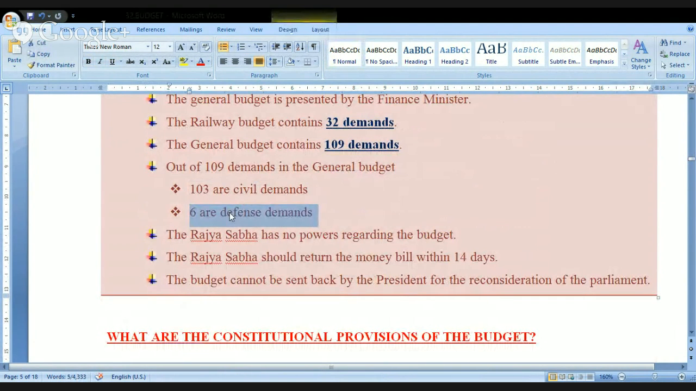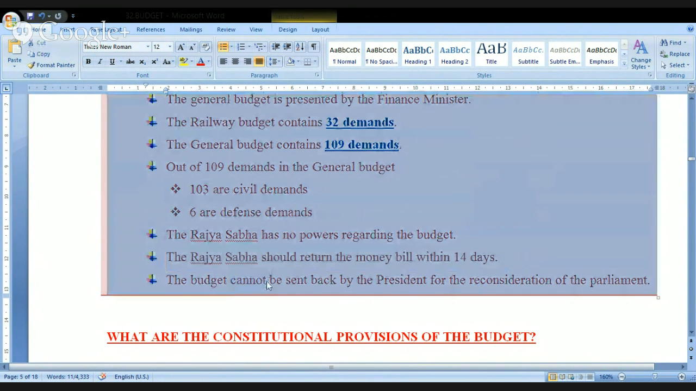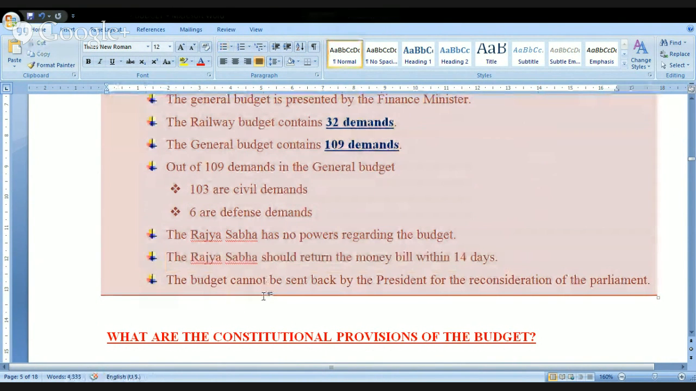Next one, kindly remember the number. You have to mention this number in the examination. The Rajya Sabha has no powers regarding the budget, and the Rajya Sabha should return the money bill within 14 days. And the budget cannot be sent back by the president for reconsideration. Clear? Because the budget is a money bill, it has to be signed by the President of India because it was introduced in the Lok Sabha with the prior permission of the President. And after it passes both the houses, the President must sign and the President cannot send it back for reconsideration.